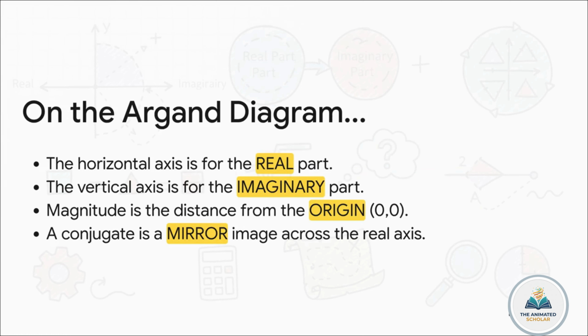And this map is so much more than just a picture. It's a really powerful tool. It shows you exactly where the number is. The real part tells you how far to walk along the horizontal street, and the imaginary part tells you how far to go up the vertical one. It even shows you the number's magnitude. That's just how far it is from the center of town. And its conjugate, that's just its perfect mirror image, right across that main real street.